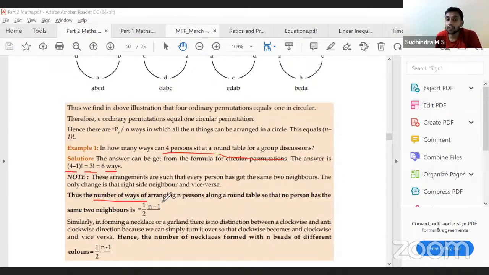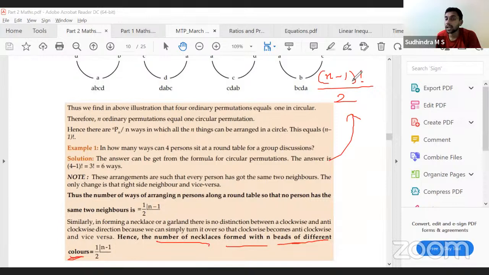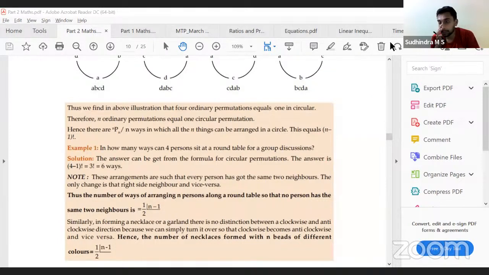Thus, the number of ways of arranging n persons along a round table so that no person has the same 2 neighbors is n minus 1 factorial divided by 2. This is when none of them will have the same 2 neighbors. Similarly, the number of necklaces formed with n beads of different colors will also be n minus 1 factorial divided by 2. These are all important. Direct questions would be asked. We have to just apply these concepts and get the answer.